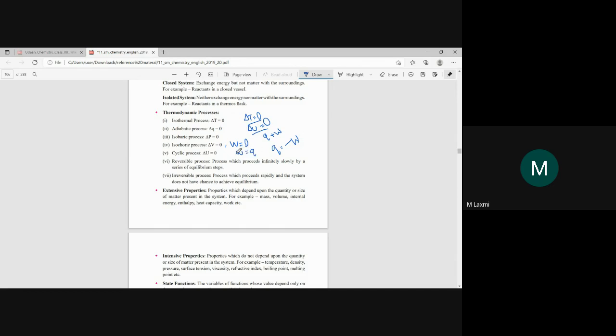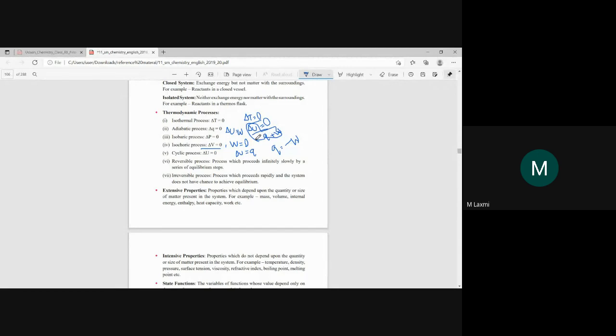So what is the first law of thermodynamics? Energy can neither be created nor be destroyed but can be transformed from one form to another form. In case of an isochoric process, where change in volume is zero, work done is zero, so delta U is equal to Q. In case of an adiabatic process, heat transfer is zero, Q is 0, so delta U is equal to W. I have merely used this one equation to get all these remaining terms.